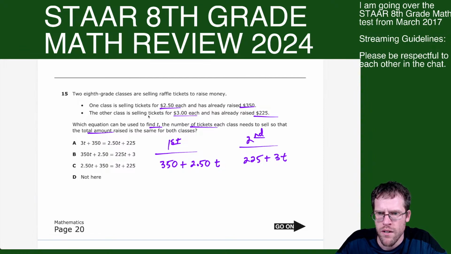The rate here is the most important thing. Selling tickets for $2.50 each, selling tickets for $3 each. So T is attached to the rate. Okay, so this is the rate, and this is the rate.